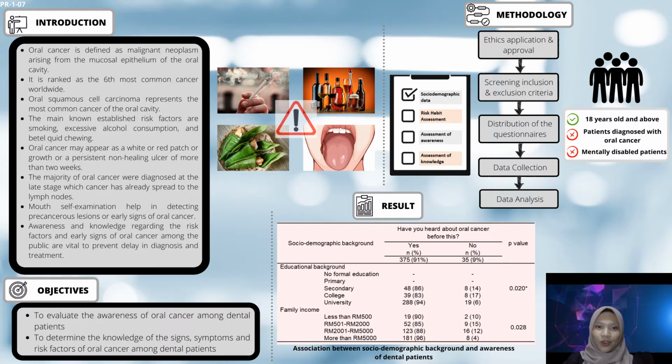Here is the peak of our presentation, where our result shows 91% of dental patients aware of oral cancer, while 9% of them didn't. There is a statistically significant association between awareness of oral cancer related to educational level and family income shown by this table, with p-values of 0.02 and 0.028 respectively. Now, I will pass this presentation to my partner to discuss and elaborate more regarding the knowledge on early signs of oral cancer and the risk factors of oral cancer among dental patients.